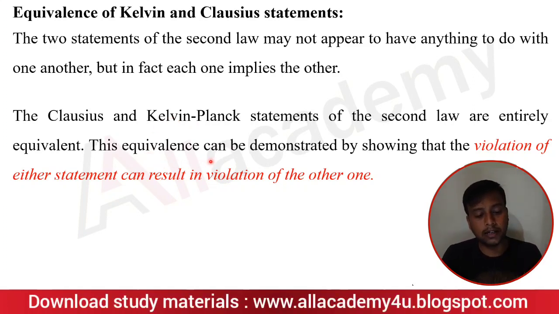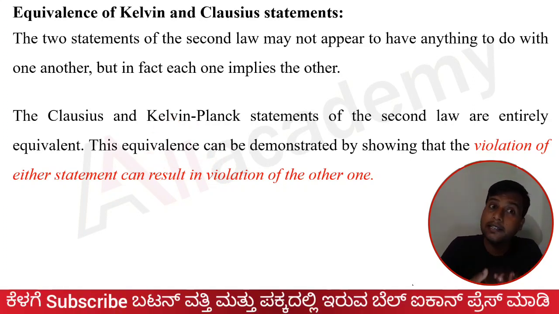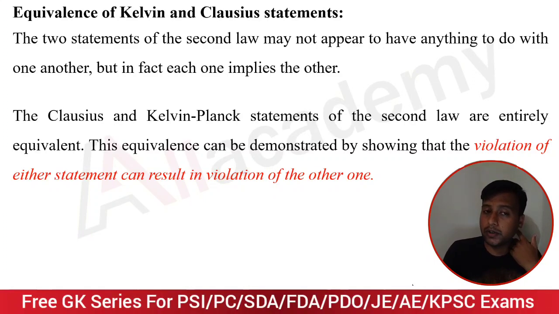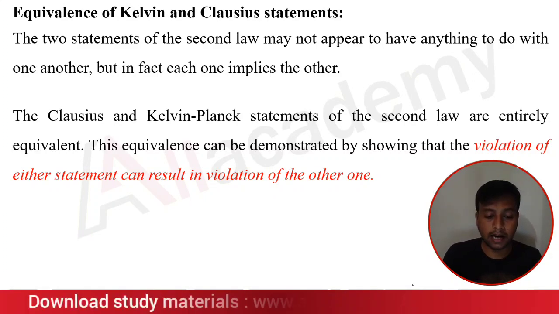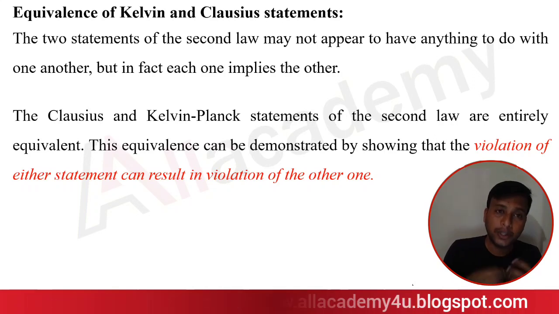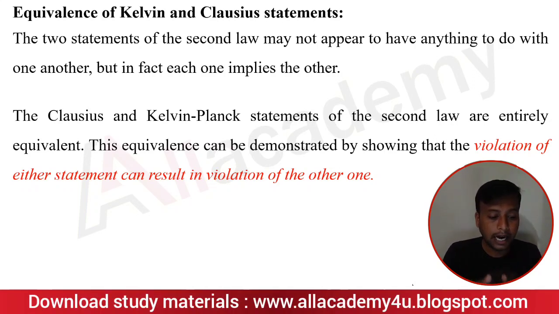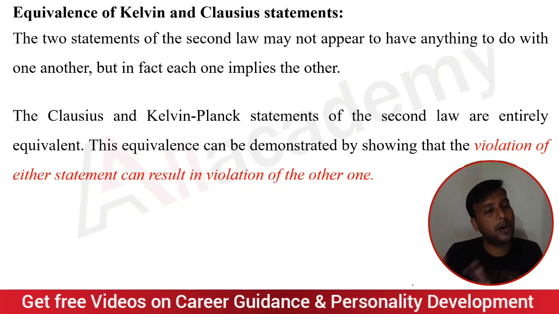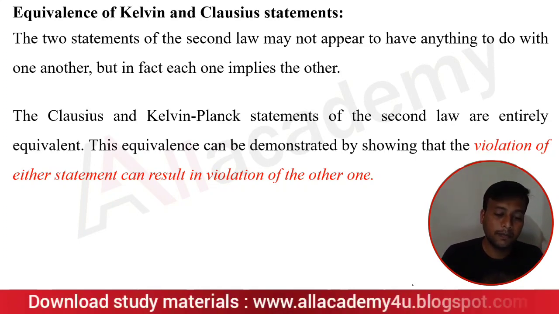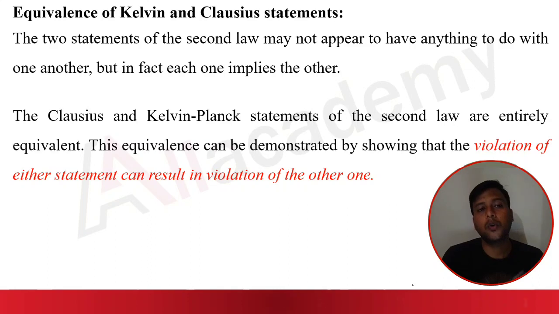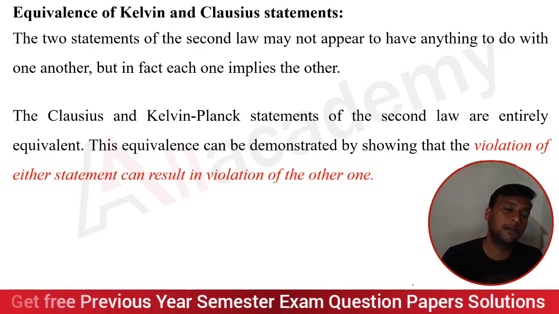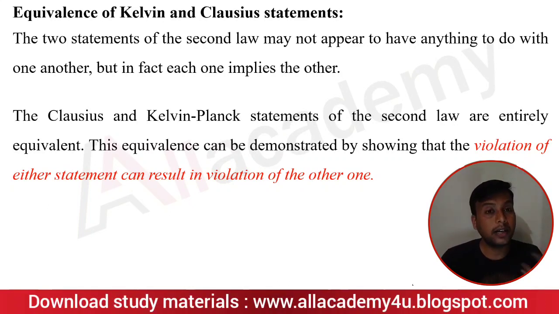Now this equivalence can be demonstrated. How can I say that the Kelvin and Planck statements are equivalent? By showing that the violation of either statement results in the violation of the other. If any one statement is violated, then obviously the other one is also violated. By demonstrating it this way, we can say that both are equivalent. Now let us discuss in detail how this violation of the laws takes place.